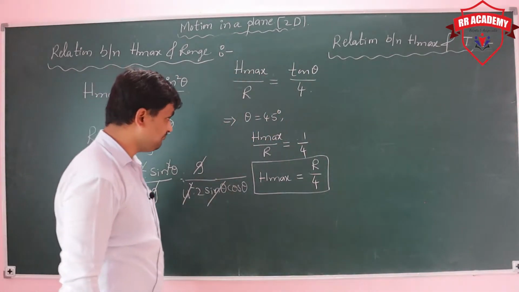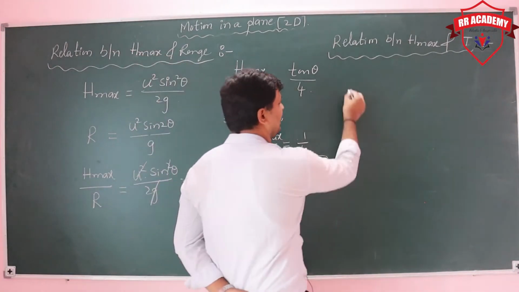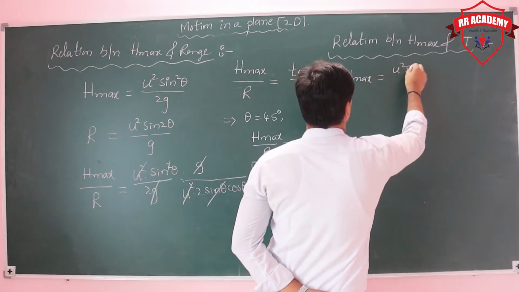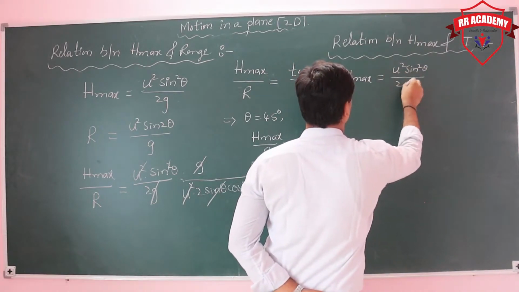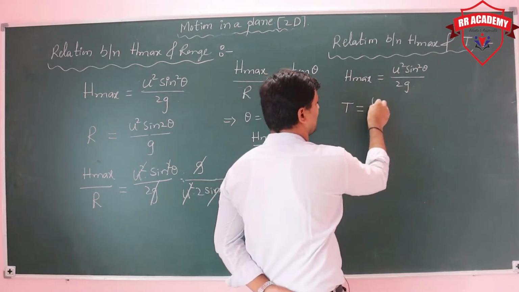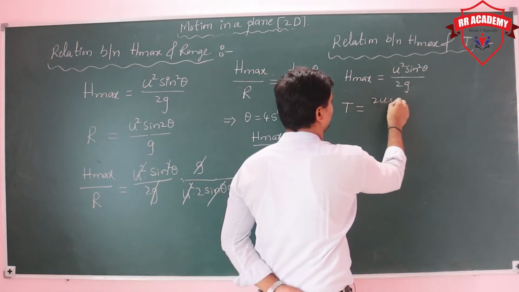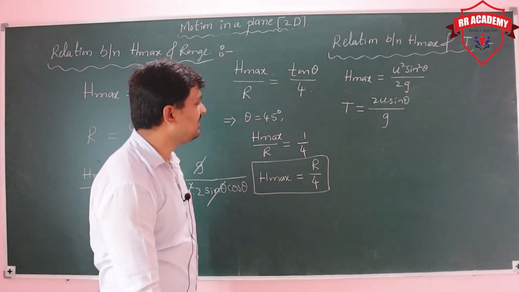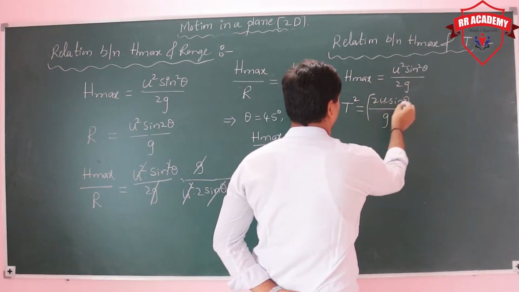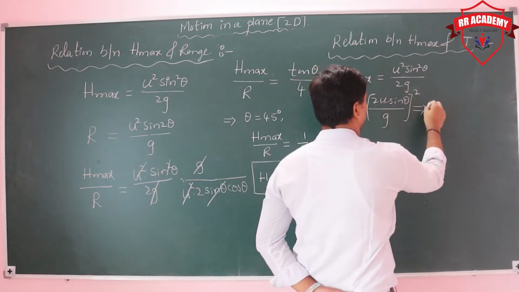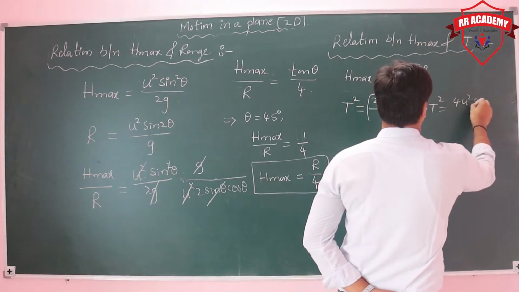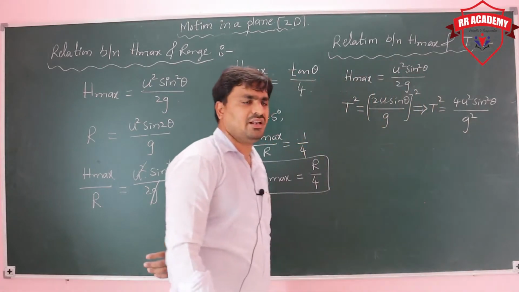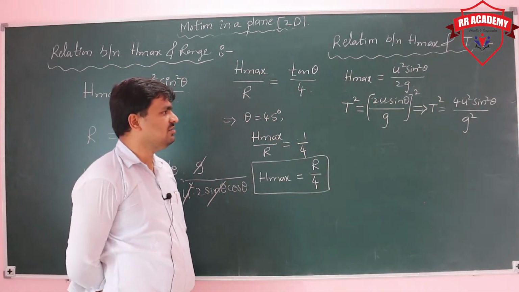Here we take H max is equal to u square sin square theta by 2g and time of flight is equal to 2u sin theta by g. To proceed, just take the squaring on both sides. So t square is equal to 4u square sin square theta upon g square.